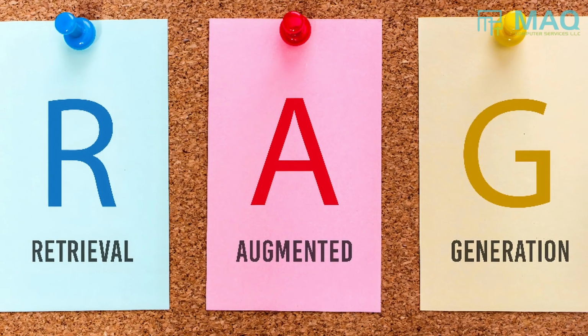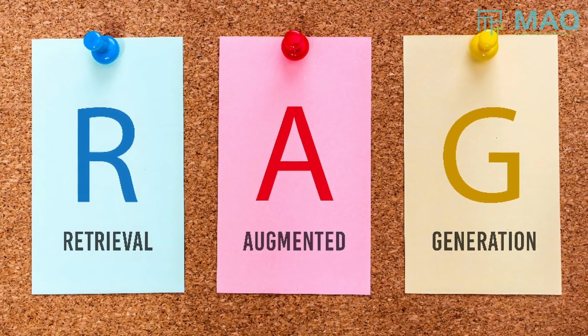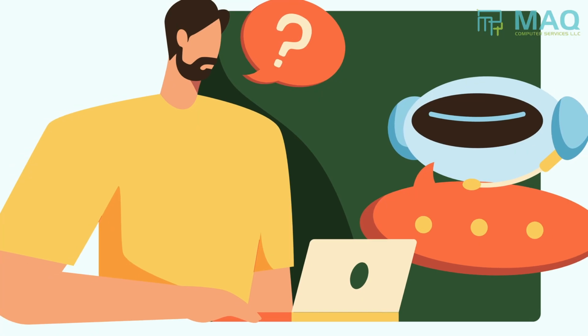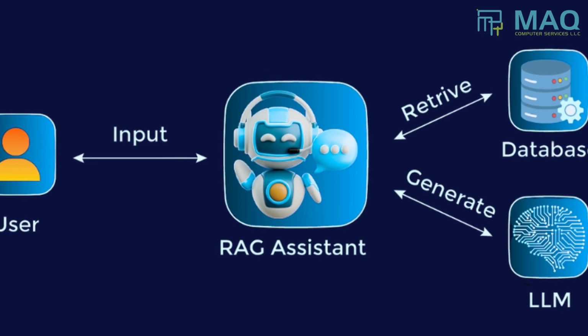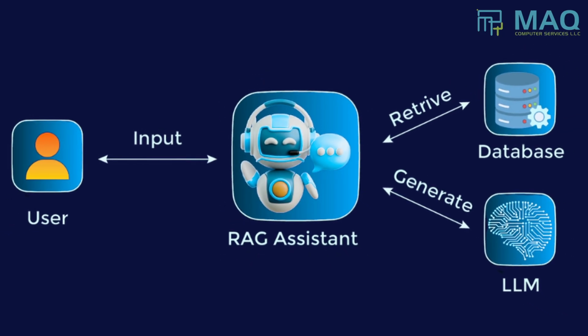Now, here is the main thing that you need to know. RAG, or Retrieval Augmented Generation. When a customer asks an AI a question, the AI needs fresh data. It cannot rely on training data from the last year. It uses RAG to fetch live data from your store.